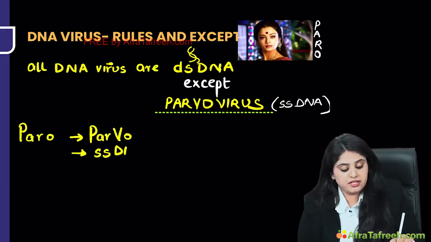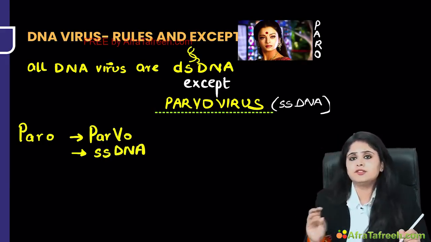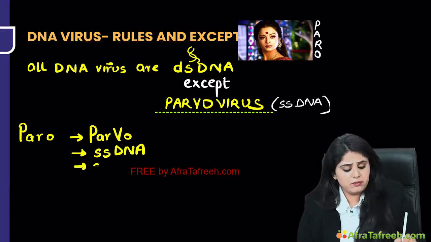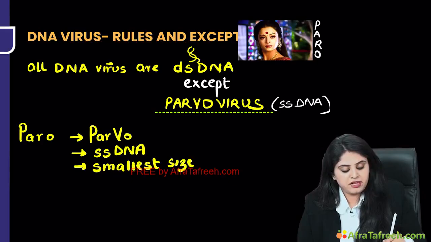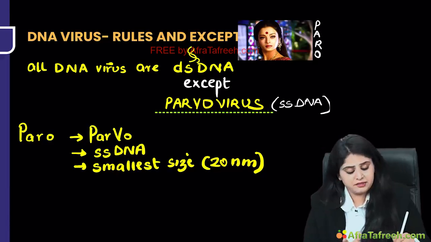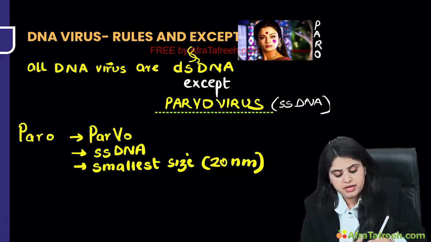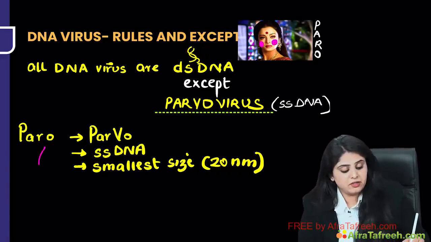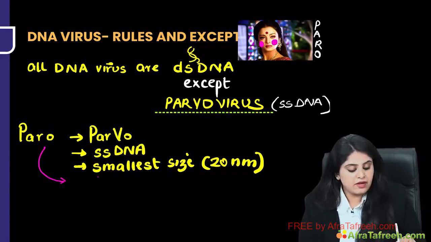She is the single-stranded DNA. She has the smallest group. She's left without anyone. So do you remember? She has the smallest size. Parvovirus is the smallest size, only 20 nanometers. And one more thing that I'm telling you, Paro is crying a lot. As a result, her cheeks have become red. Paro is crying so much that her cheeks have become red, because later on you will study that parvovirus causes a slapped cheek appearance, which I'm going to teach you in a while.